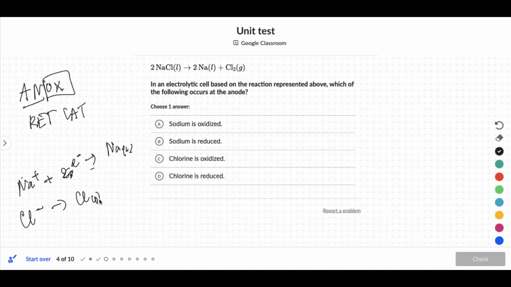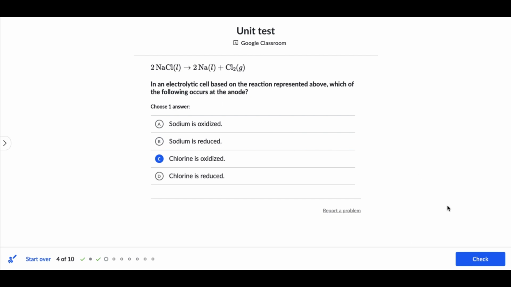It's really easy because reduction is the addition of an electron, because the electron is negatively charged. So obviously chlorine is what is being oxidized here. So we're going to choose C.